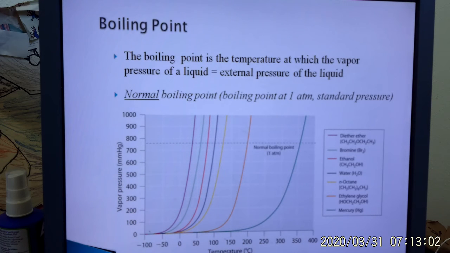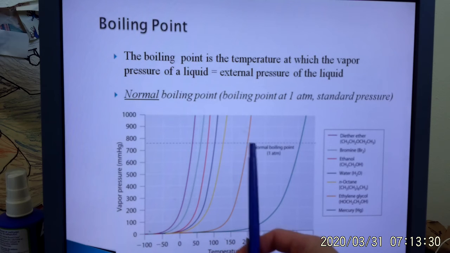But when we talk about liquids and we say, listen, I want to know the boiling point of water, I want to know the normal boiling point of water. When we talk about a normal boiling point, we have to define at what pressure. So a normal boiling point is the boiling point at 1 atmosphere, which is standard pressure. So anytime you have 1 atmosphere and you look at the boiling point where it intersects those lines, those are our normal boiling points.